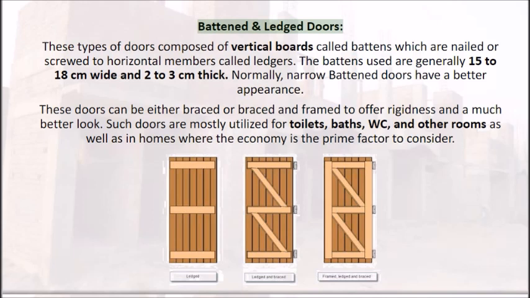Battened and ledged doors. These types of doors are composed of vertical boards called battens, which are nailed or screwed to horizontal members called ledgers. The battens used are generally 15 to 18 cm wide and 2 to 3 cm thick. Normally, narrow battened doors have a better appearance. These doors can be either braced or braced and framed to offer rigidness and a much better look. Such doors are mostly utilized for toilets, baths, WC, and other rooms, as well as in homes where economy is the prime factor to consider.